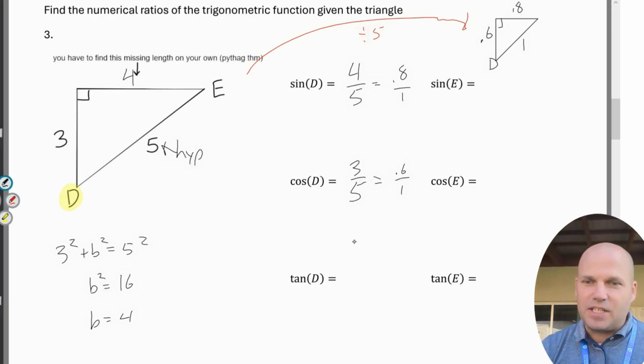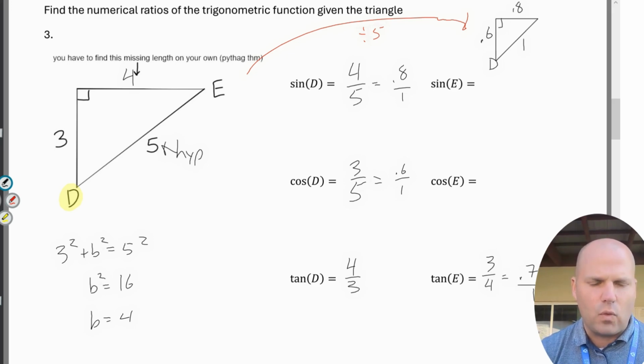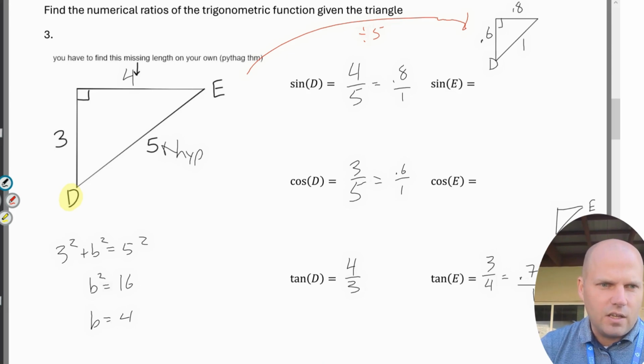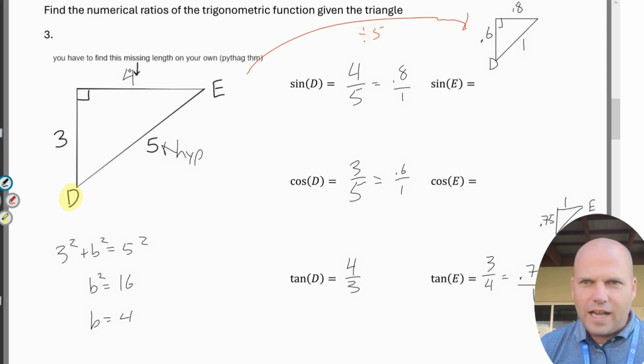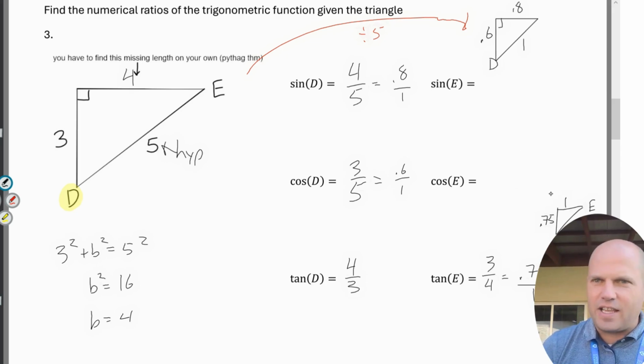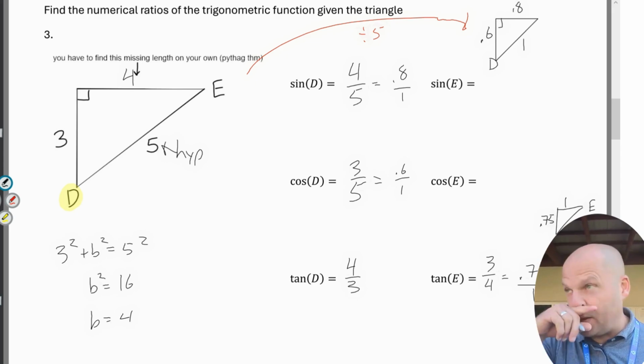Now let's go to this. The tangent of D is 4 over 3. The tangent of E would be 3 over 4. Now watch this. This is great because this is 0.75 over 1. This is 1.333. But watch this. I can create another triangle with angle E where the opposite is 0.75 and the adjacent is 1. Oh, that's like taking this triangle and dividing it by 4. Oh, and watch this. If you could take 0.6 and divide it by 0.8, you'd get 0.75.